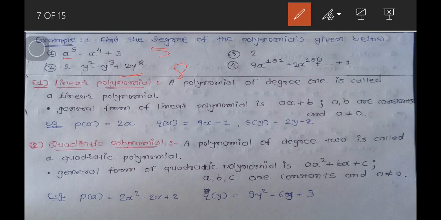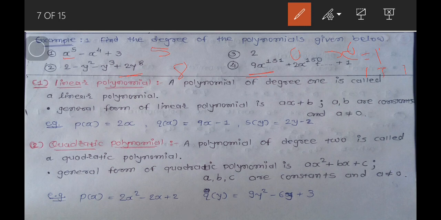Here we can see that x raised to 0 is equal to 1. Then here the degree of polynomial is 0. And 9x raised to 151 plus 2x raised to 150 plus up to 1. Here the highest power of the polynomial is x raised to 151. Then the degree of polynomial is 151. So this was about the degree of polynomials.